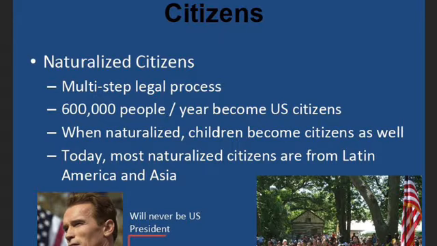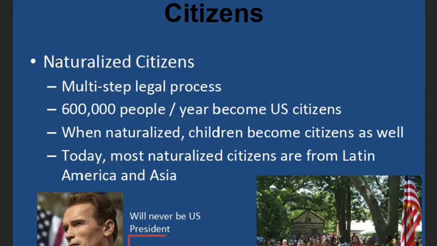Arnold Schwarzenegger came here from Austria. He became a citizen. He was the governor of California. He was the most powerful man in one of our most powerful or biggest states, and yet he could never be president because he was not a citizen at birth. Native-born citizens are the only ones who can be president and, for that matter, vice president.